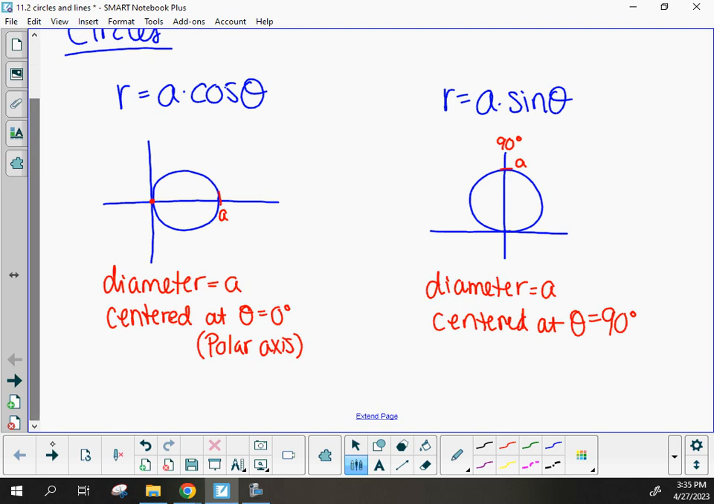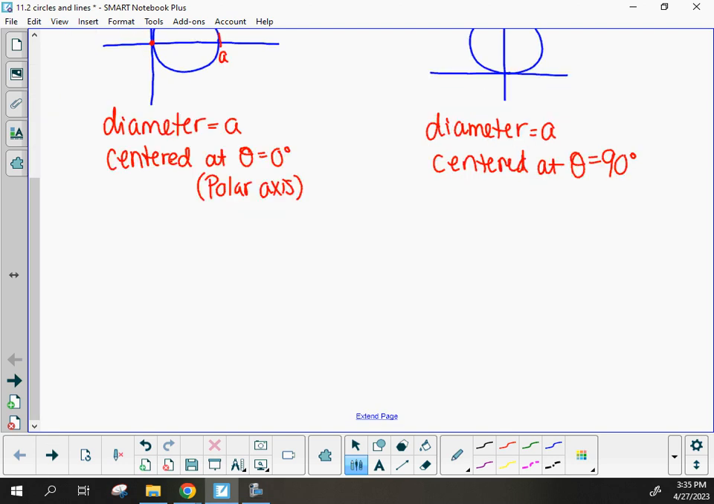Let's summarize lines, and then we'll get into the, well, why do they look like this? Okay, so for lines, there's two places we can put a line on a polar grid. Yes, there are rotations involved. You could change the slope. I really don't have a need to get into that. So our options are vertical line or horizontal line.